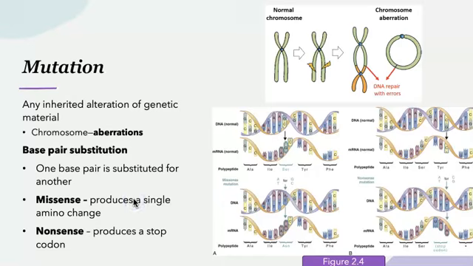Sometimes when we're reading this, we can have mutations take place. These can be any inherited alteration of the genetic material. When we mention chromosome aberrations, these are changes in the number or the structure of our chromosomes, and they could be caused by errors in cell division or exposure to radiation or chemicals.